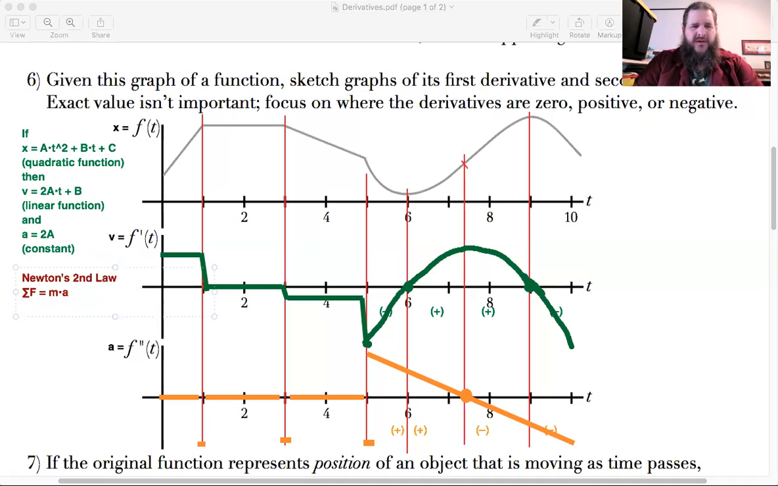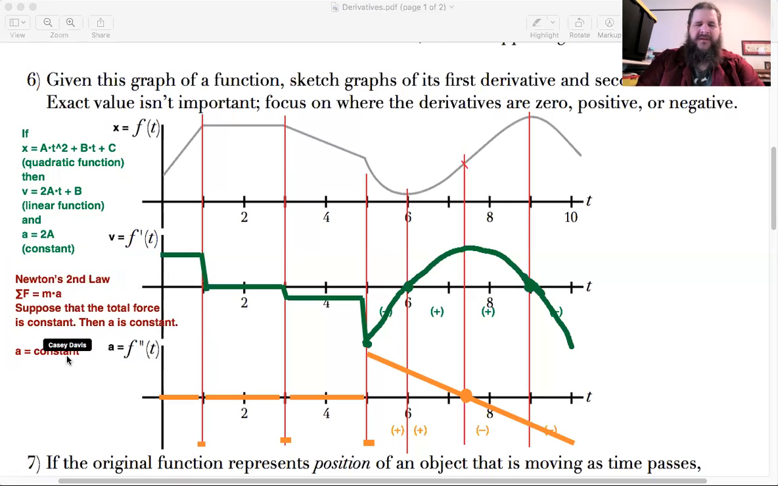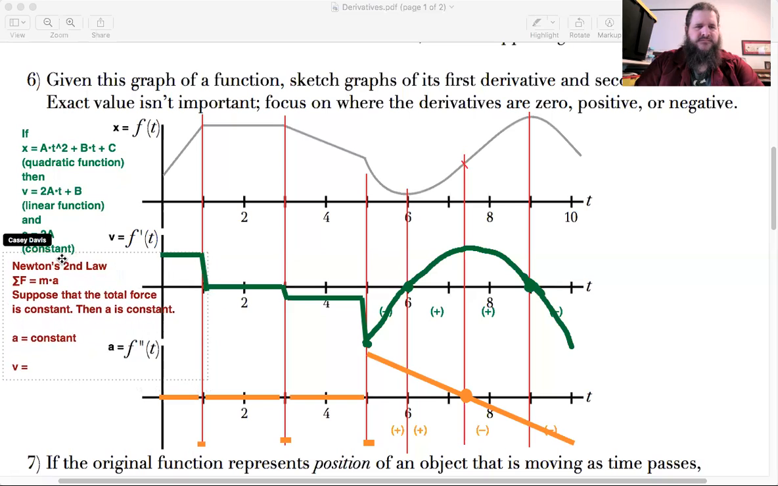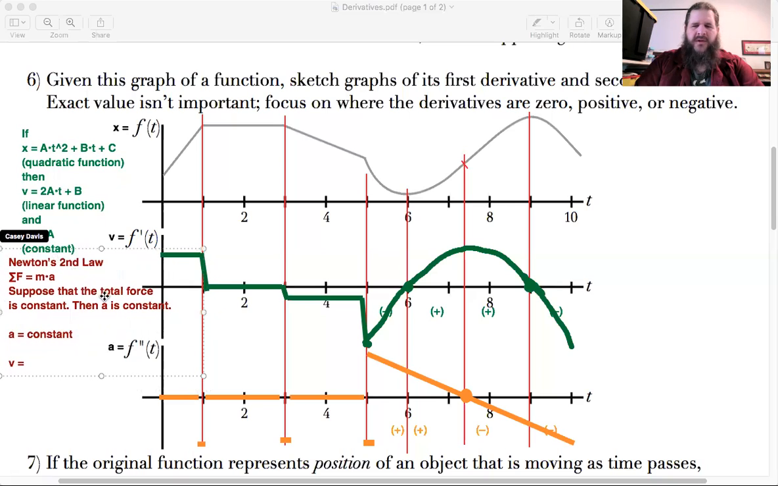So let's say that's constant. Then the acceleration is constant also. And that's an equation. Acceleration equals constant. From that, we can build the idea of velocity. If you know the acceleration, how do you calculate velocity? How are those quantities related?